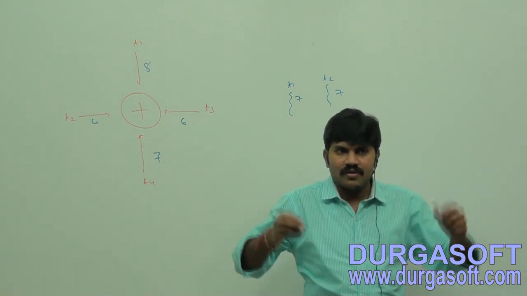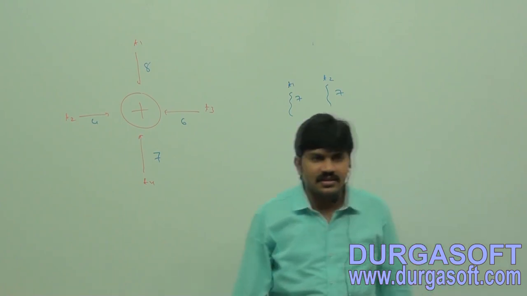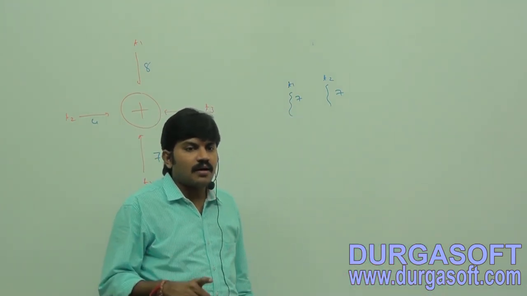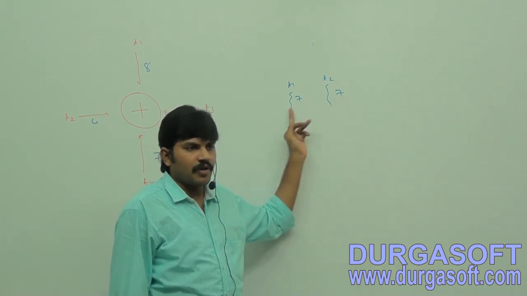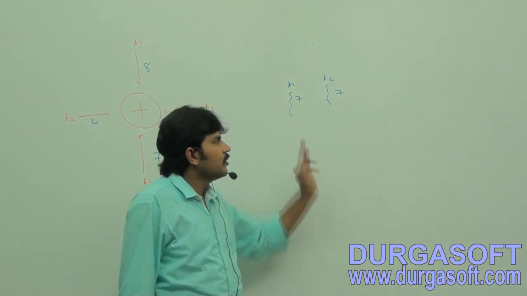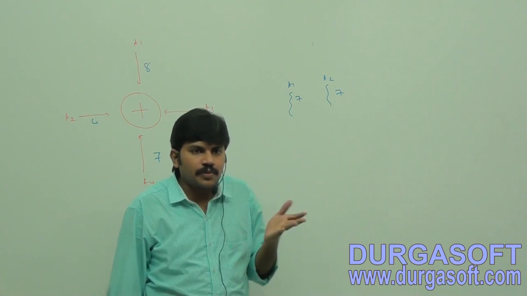T1 and T2 both are. If two threads have the same priority, then which thread will get the chance first? We can't expect. It depends on the thread scheduler. The thread scheduler may follow round robin, or first come first serve, or shortest job first. We don't know. That's why, based on the thread scheduler, the threads will get the chance. We can't expect exactly, right?